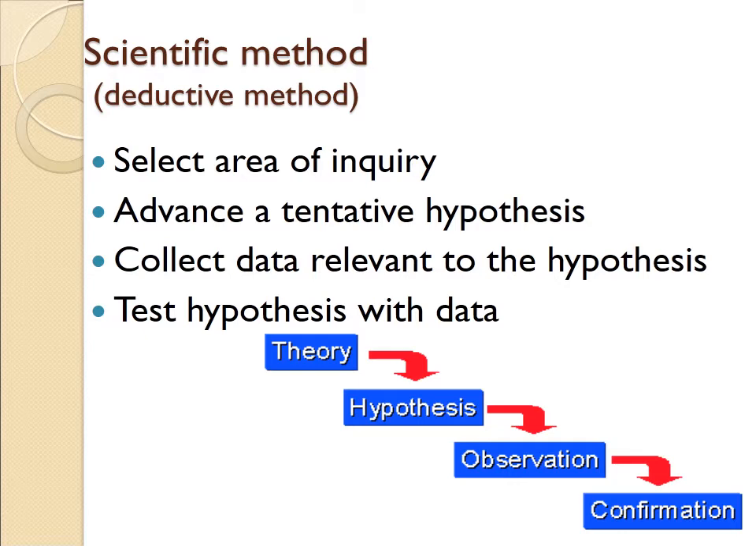So you select an area of inquiry. I'm going to research job satisfaction. You're going to advance a tentative hypothesis. Based on my previous observations or other people's observations, previous research, I believe that job satisfaction is also going to be related to counterproductive workplace behaviors. I then go to observations. I get access into an organization. I measure everyone in that organization for their job satisfaction levels. And then I measure how often they're doing counterproductive work behaviors.